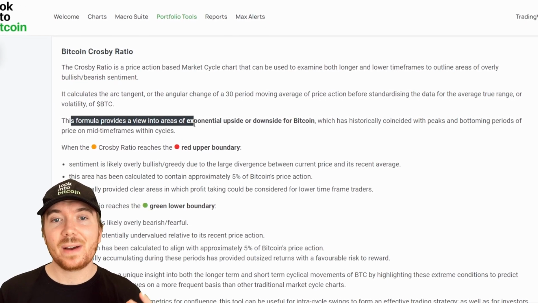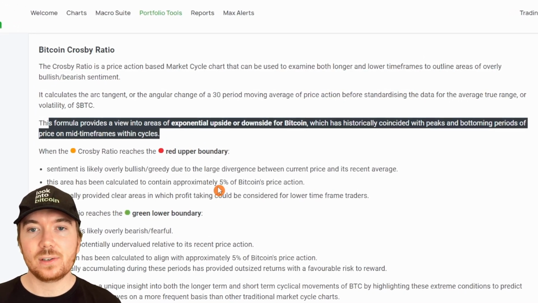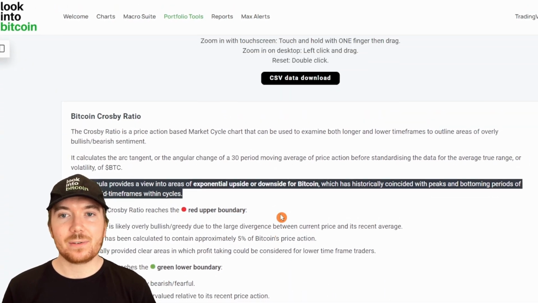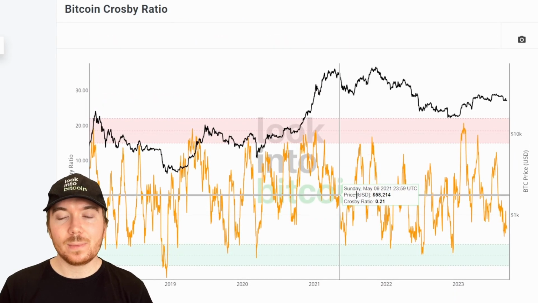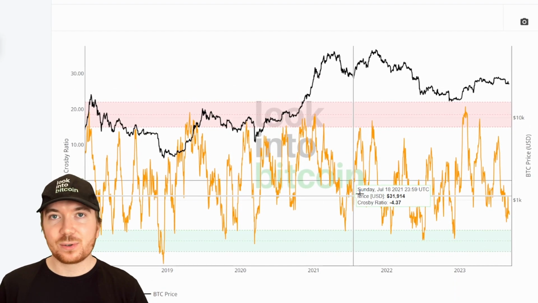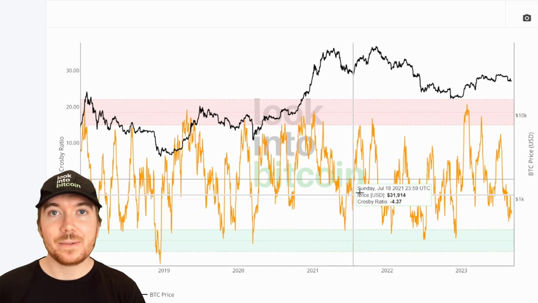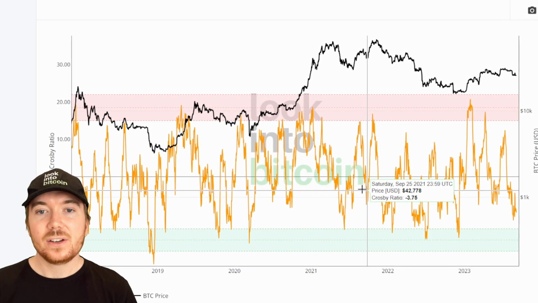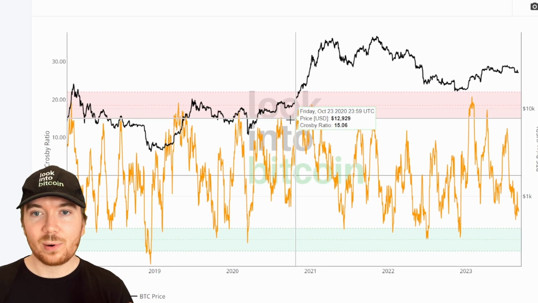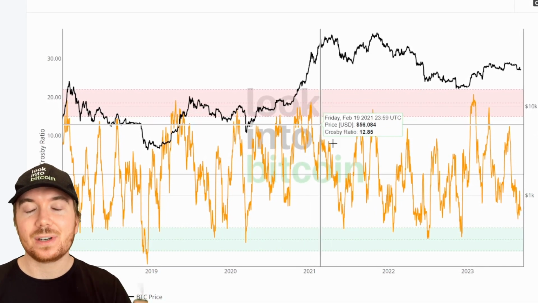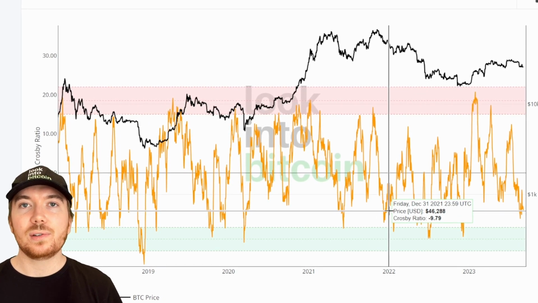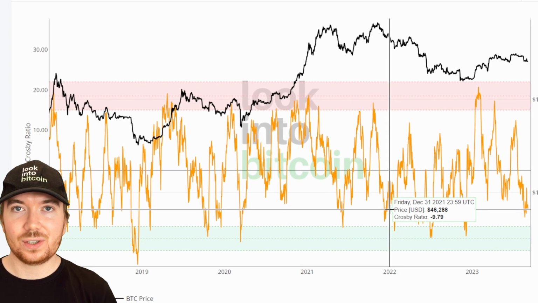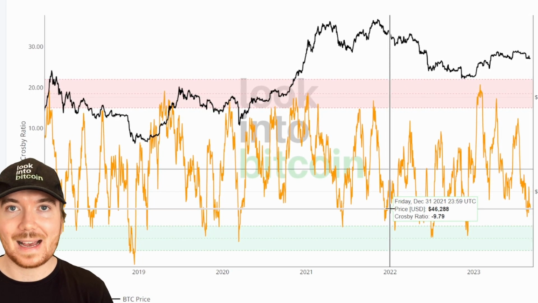And as it states, this provides a great view into the areas of exponential upside or downside price action for BTC. But unlike many other indicators, these top zones for accumulation and distribution weren't just arbitrarily created at certain specific values. These are actually being automatically adjusted and calculated to ensure that 5% of all price action is included in both the upper boundary and the lower boundary, which gives us a much clearer and accurate indication that accounts for the changing market conditions throughout all Bitcoin and all different assets.